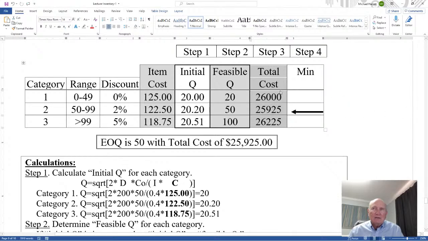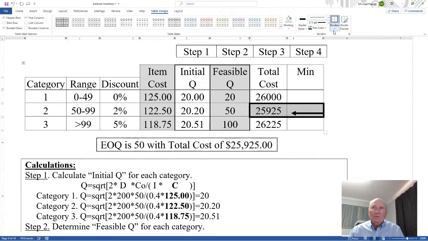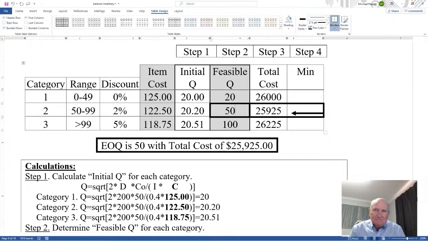Now, step 4 simply says which one's minimum. This is 26,000, 26,225, 25,925. There's my minimum cost, and there's my EOQ. So let's make this a bold. Boom. There's my EOQ. My EOQ is 50. Let's do it this way. My EOQ is 50 with a total cost of $25,925. Okay, so there's the EOQ.